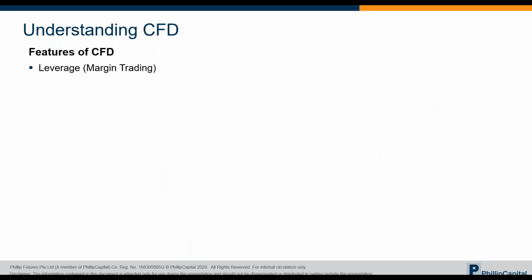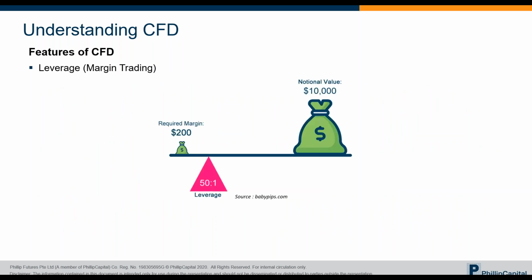So CFD is also traded on margin, which means it is a leverage product. Below here is a picture that I think explains the concept of leverage very well. When you're trading on margin, it means that essentially you're just using a very small amount of money to control a larger contract. So in this scenario, you're actually using $200 to control a contract size that's worth $10,000. Hence, you're actually leveraging 50 times.